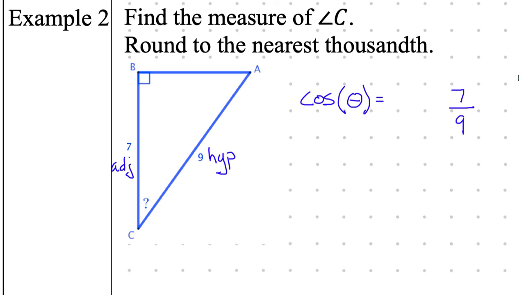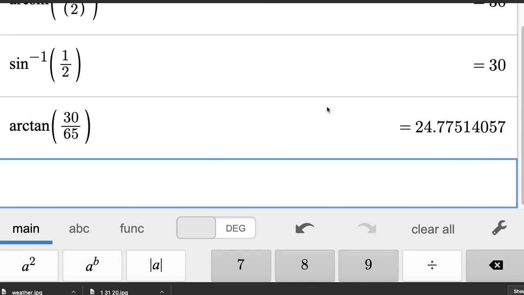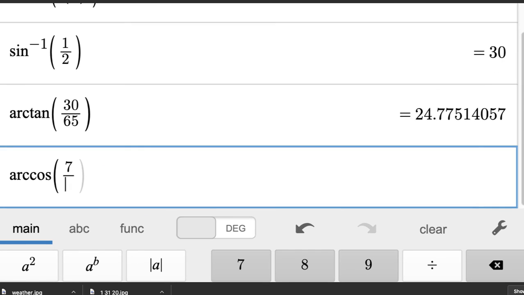Sergio? Cosine to the -1. Yeah, how do I pronounce that? What is this called? Arccosine. Say it one more time. Arccosine. Perfect. Thank you. And therefore those cancel out, and we're left with theta is equal to arccosine of 7/9. Come back over here. Arccosine of 7/9.